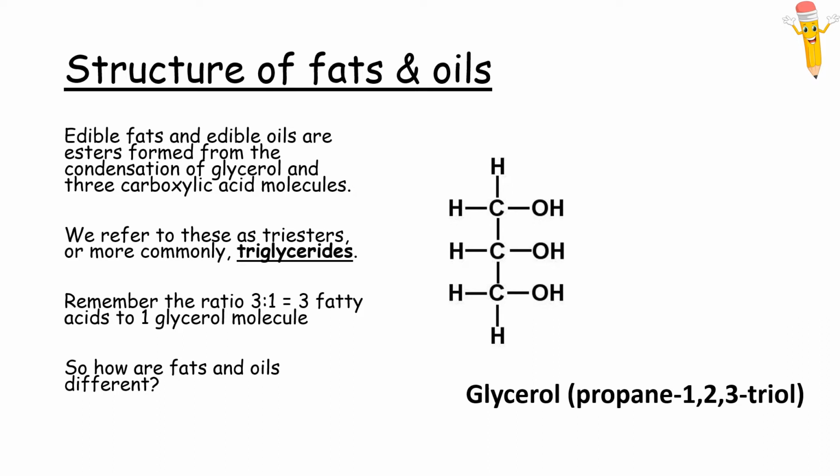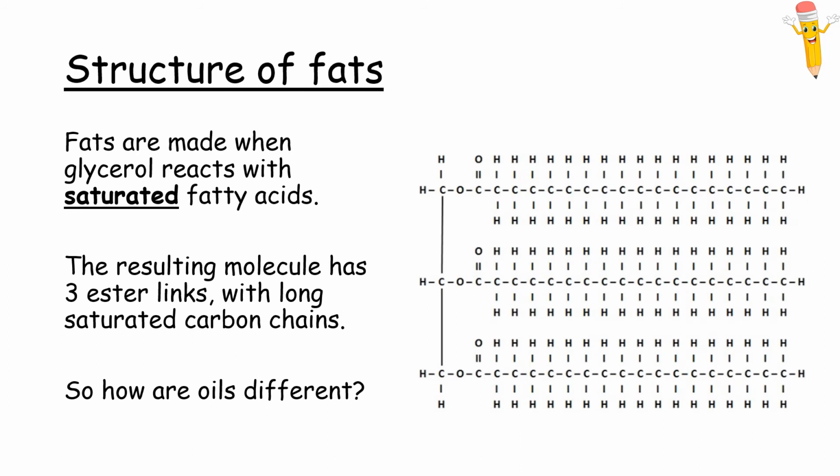So what happens is the fatty acid adds on here. Okay, so you've got 3 all joined to 1 glycerol molecule. Why can that happen? It's because of the 3 hydroxyl groups, the triol part of it. Okay, so here we've got the structure of a fat. We can see our glycerol molecule here. So that's the backbone of my fat molecule.